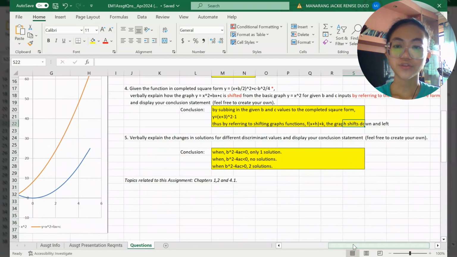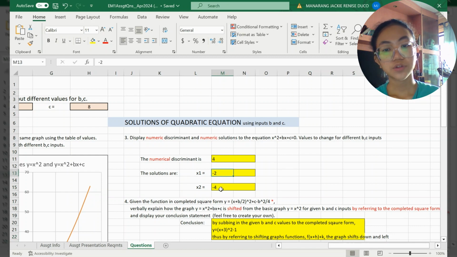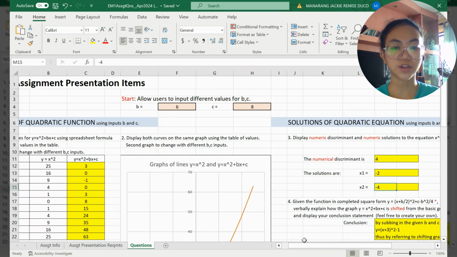For question 5, we will explain the changes in solutions for different discriminant values. When the discriminant is equal to 0, there's only one solution. When the discriminant is less than 0, there are no solutions. And when the discriminant is more than 0, there are two solutions. For example, for mine, the numerical discriminant is 4, which means it's more than 0, and we'll get two solutions. Okay, that's basically all I have to talk about.